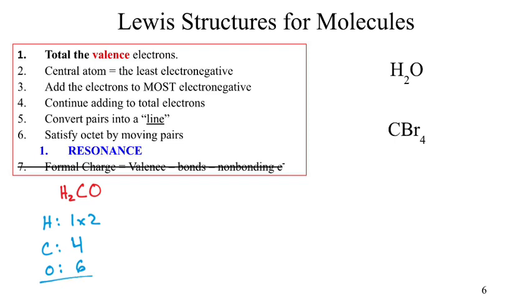I was about to write oxygen again. 4 plus 6 is 10 plus 2 is 12, and we now go through. We've got 12 total valence electrons that we're allowed to put into this.